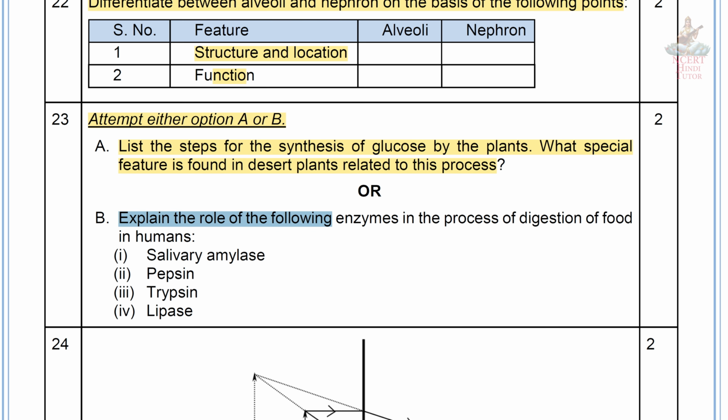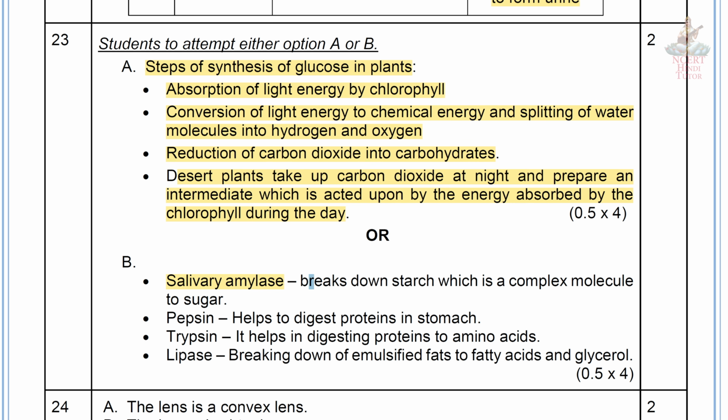B. Explain the role of the following enzymes in the process of digestion of food in humans. First, salivary amylase. Second, pepsin. Third, trypsin. Fourth, lipase. Answer. Salivary amylase breaks down starch, which is a complex molecule, to sugar. Pepsin helps to digest proteins in the stomach. Trypsin helps in digesting proteins to amino acids. Lipase breaks down emulsified fats to fatty acids and glycerol.